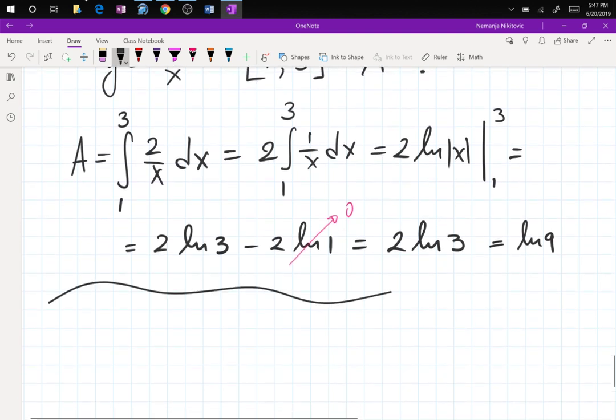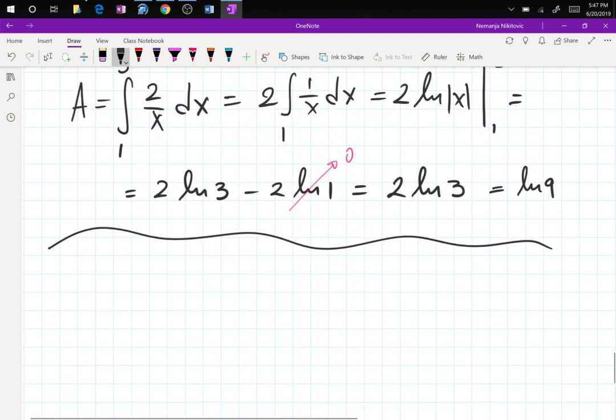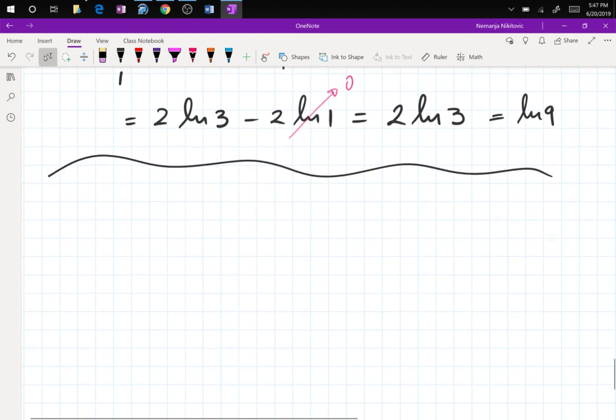All right. How about trig? You love trig. So how about y equals sine x on 0 to 2 pi?